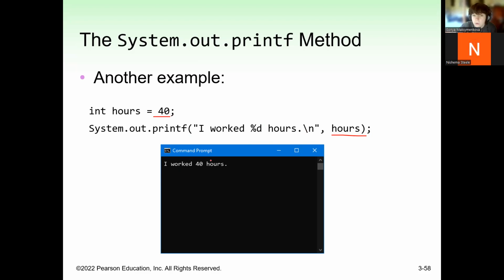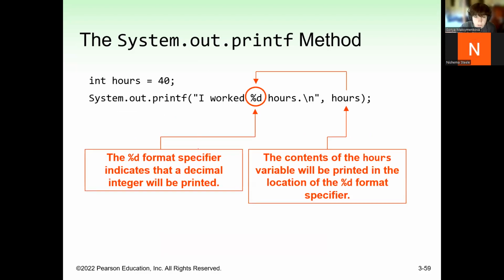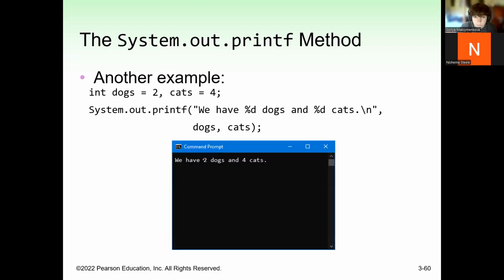And it's a very useful function to use later on when you have a lot of variables and when you have different types, for example, if you're working with decimals. So this is another example. We have %d dogs and we have %d cats, and then we just let the compiler know that for this one we use dogs, and for this one we use cats. It's going to print 2 because dogs equals 2, and then it's going to print 4 because cats equals 4.